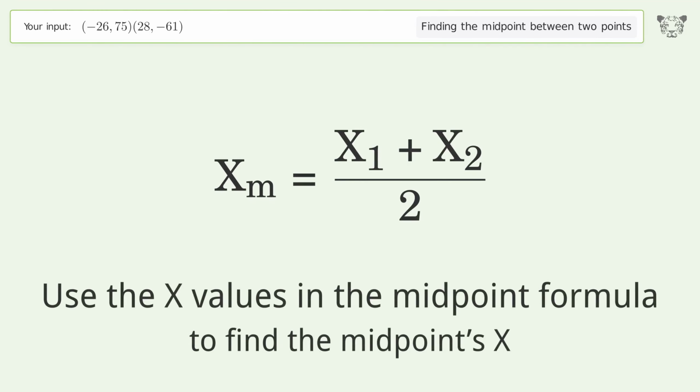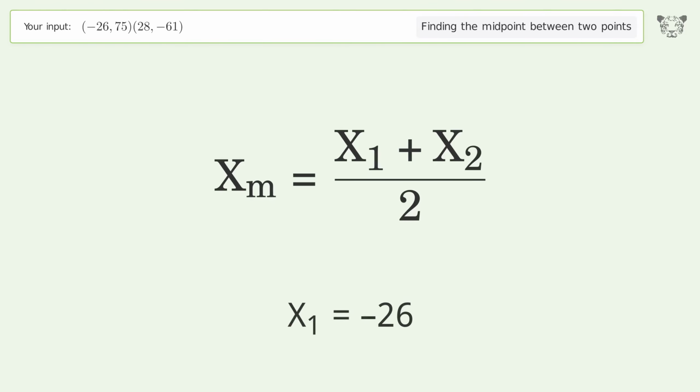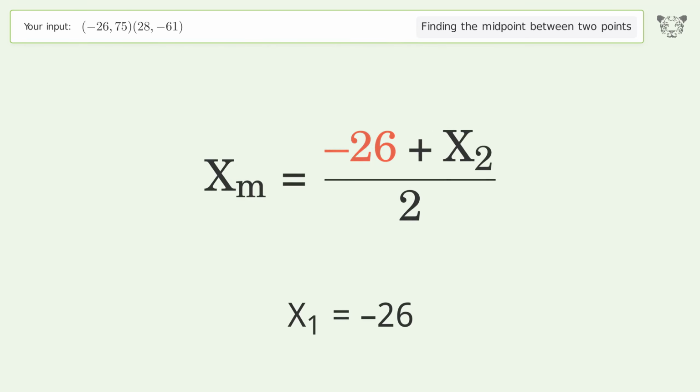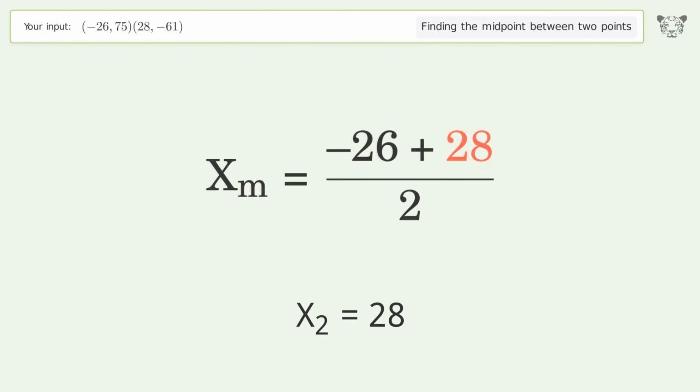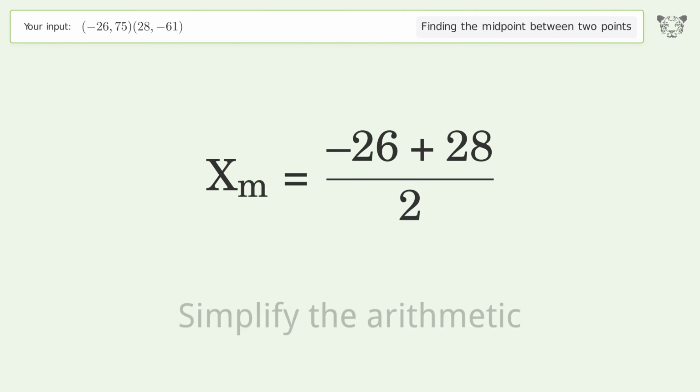Use the x values in the midpoint formula to find the midpoints x. x1 equals -26. x2 equals 28. Simplify the arithmetic.